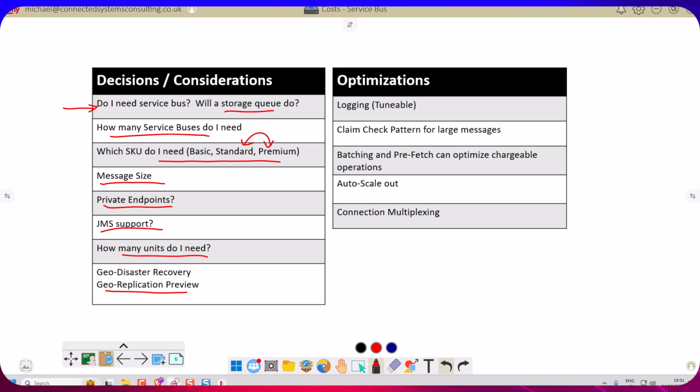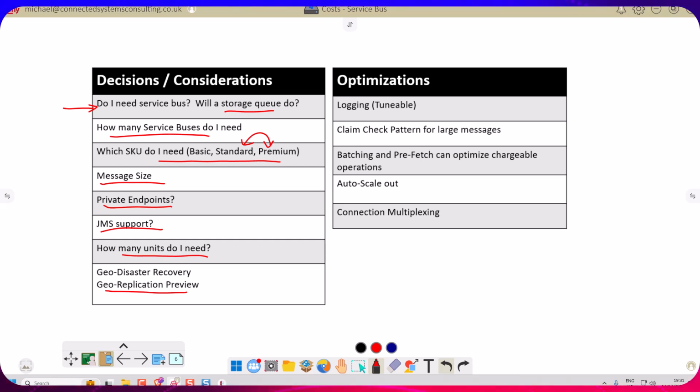Geo disaster recovery basically means I'm going to pair two namespaces, and then it's going to copy the metadata, so things like what queues and topics I've got in my namespace. It's going to replicate them to the second namespace, with the idea that in a DR scenario I can flip the name to the second namespace, so my applications will still be able to connect, but we'll just move from one region to another.